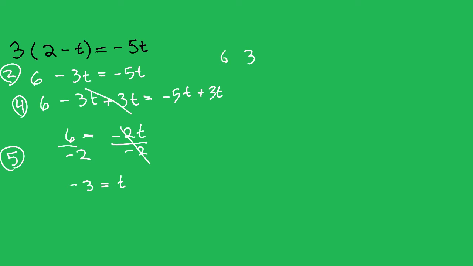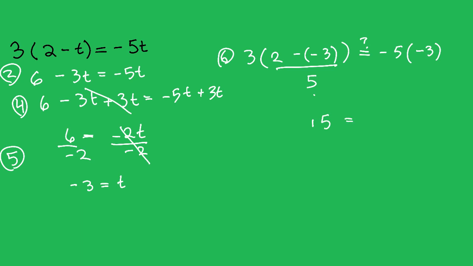And check in step 6, 3 times 2 minus a negative 3. Put that in parentheses. It's always important, even though you're in algebra, to be careful with your arithmetic and signs, because that's where a lot of problems can occur. So I'll just take care of it in parentheses first. 2 minus negative 3, question mark. 2 minus negative 3 is the same as 2 plus 3, so that's 5 inside parentheses. 3 times 5 is 15. Negative 5 times negative 3 is 15. Yes, t equals negative 3.